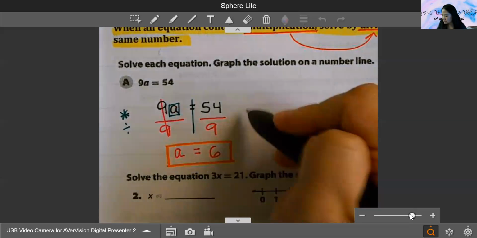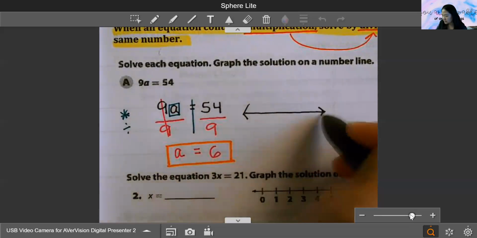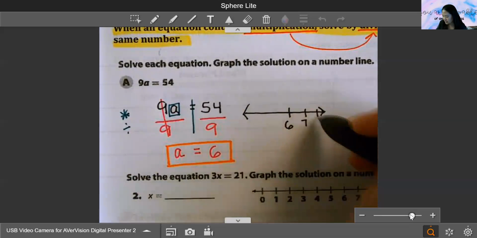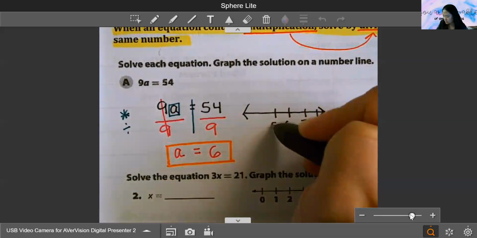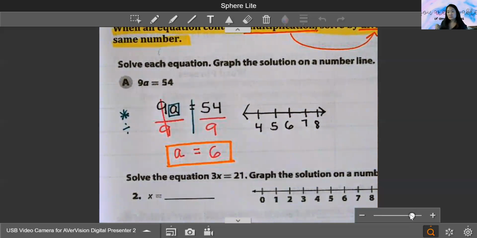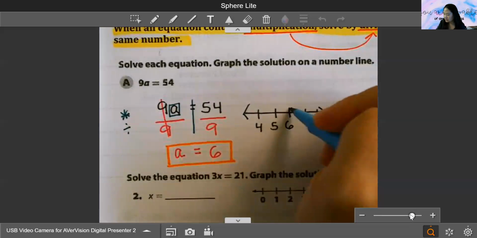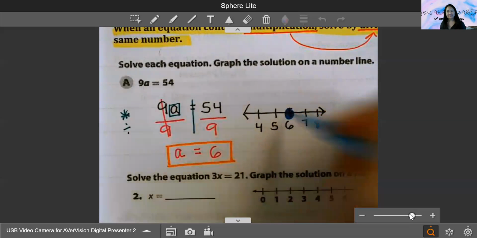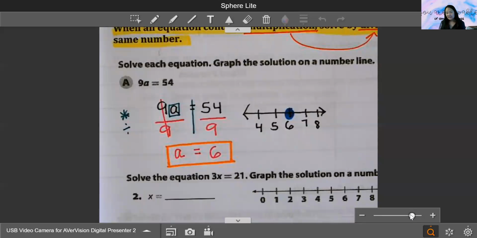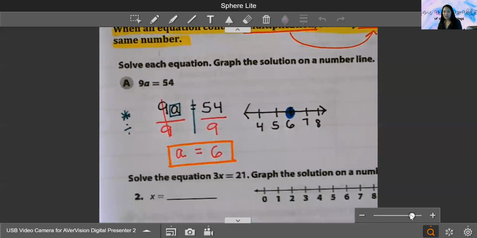Now, to graph the solution, I am going to have 6 in the middle, a couple numbers to your right, a couple numbers to your left, and do a closed circle right on that number on the number line, like that. All right, let's move on to the next one.